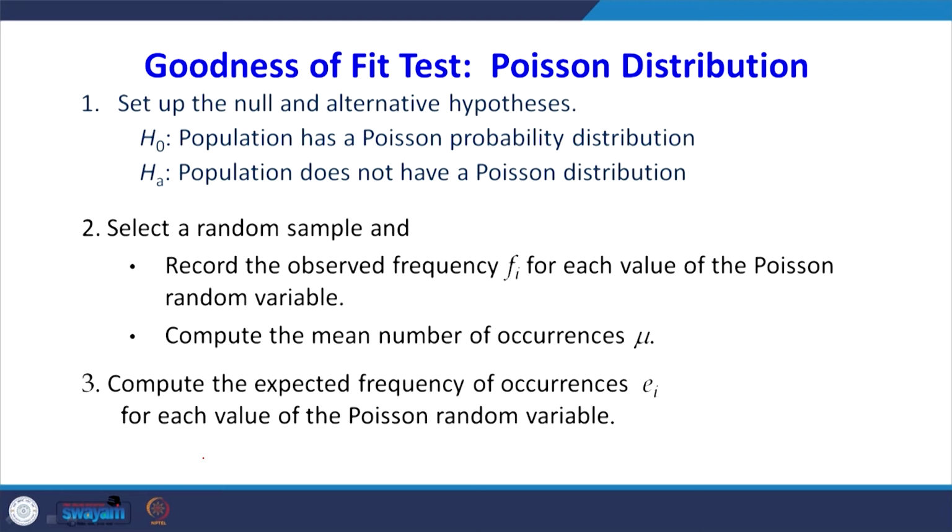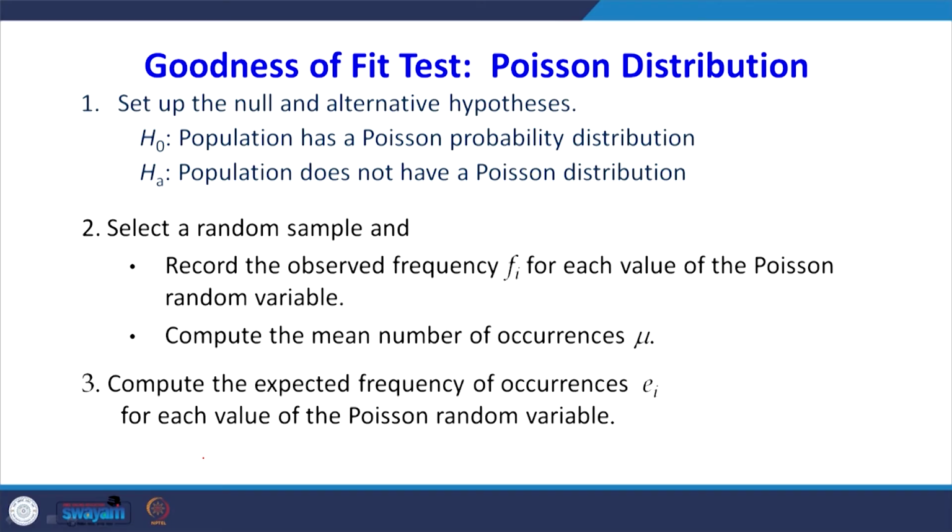Now let us follow some steps to test the goodness of fit of a given data set. Now assume that some data set is given to you. We are going to test whether this data set follows Poisson distribution or not. The first step is to set up the null and alternate hypothesis. What is the null hypothesis? Population has a Poisson probability distribution.